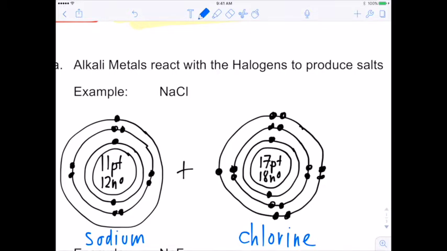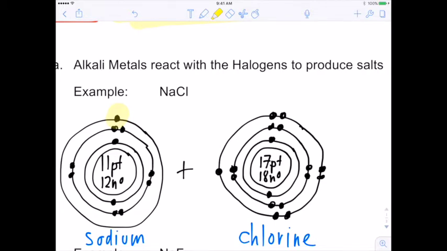So sodium is a metal, and metals tend to lose electrons. In fact, it would be easier for sodium to lose this 1 electron than it would for sodium to gain 7 electrons in order to have a full shell. Now, chlorine has seven valence electrons. So what chlorine wants more than anything else is to fill its outer shell with 1 more electron. If it had just 1 more electron, it would have a full outer shell.